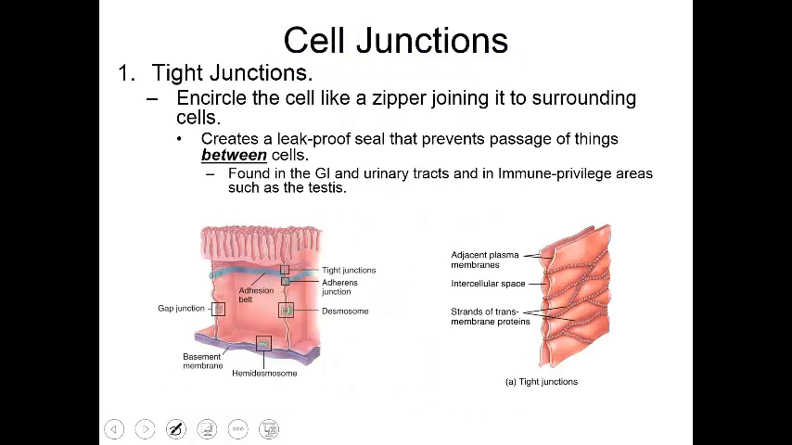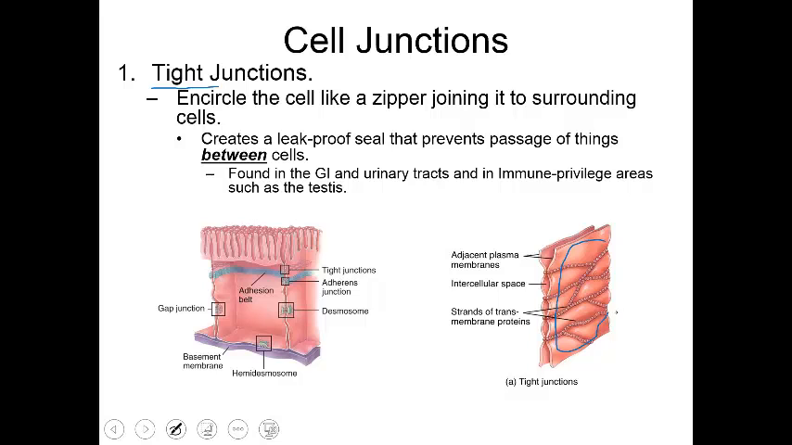The first type of cell junction we're going to look at is a tight junction. Just as the name suggests, it is tight. It is leak-proof. So anytime you have a tight junction, you can be assured that it is a leak-proof junction. You're going to see these junctions in parts of the body that hold liquids in, such as the gastrointestinal tract and urinary system. Anytime you have a part of the body that has to hold liquids in, you have tight junctions.